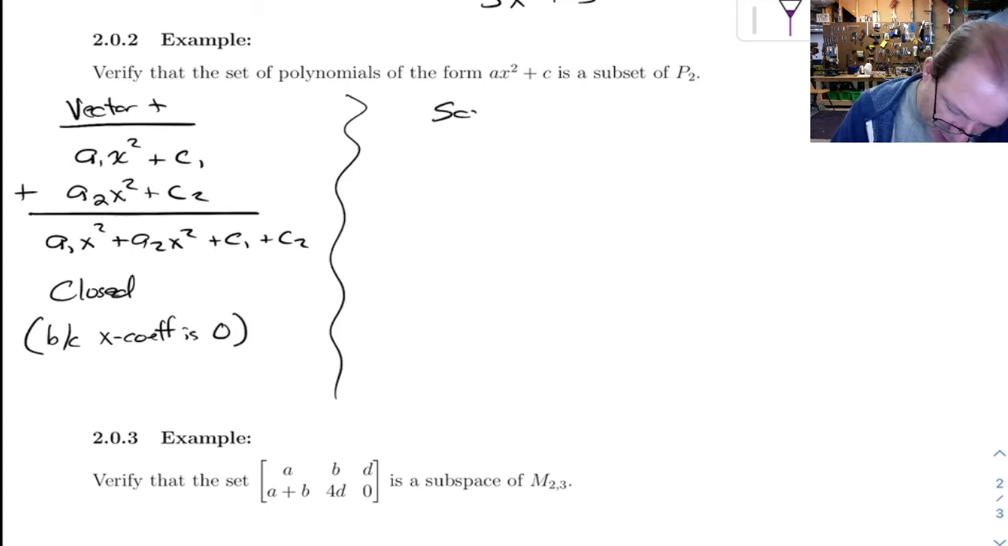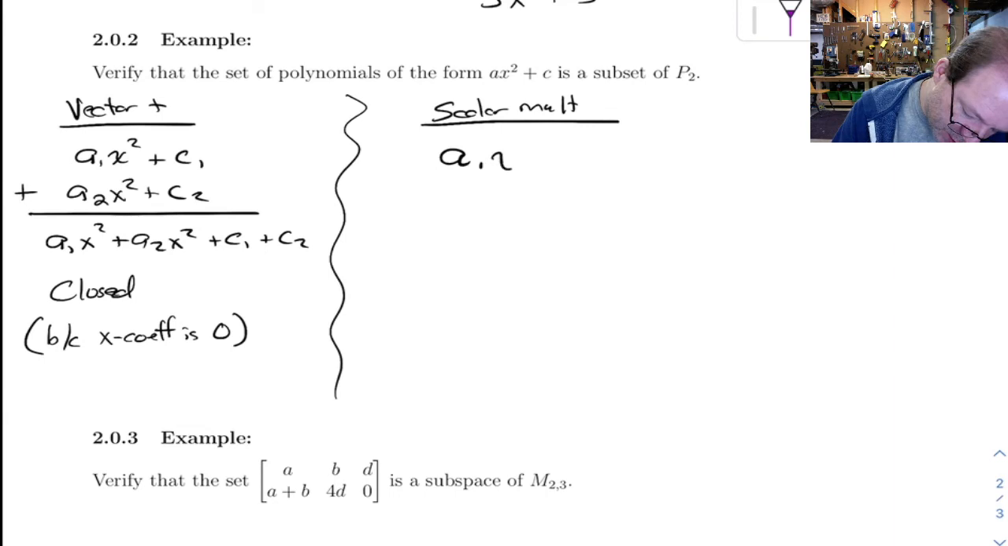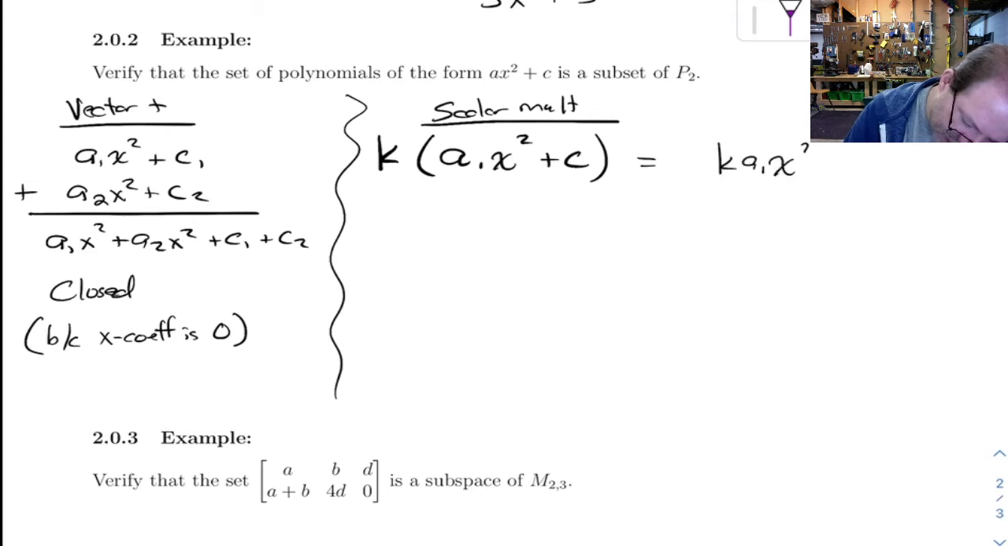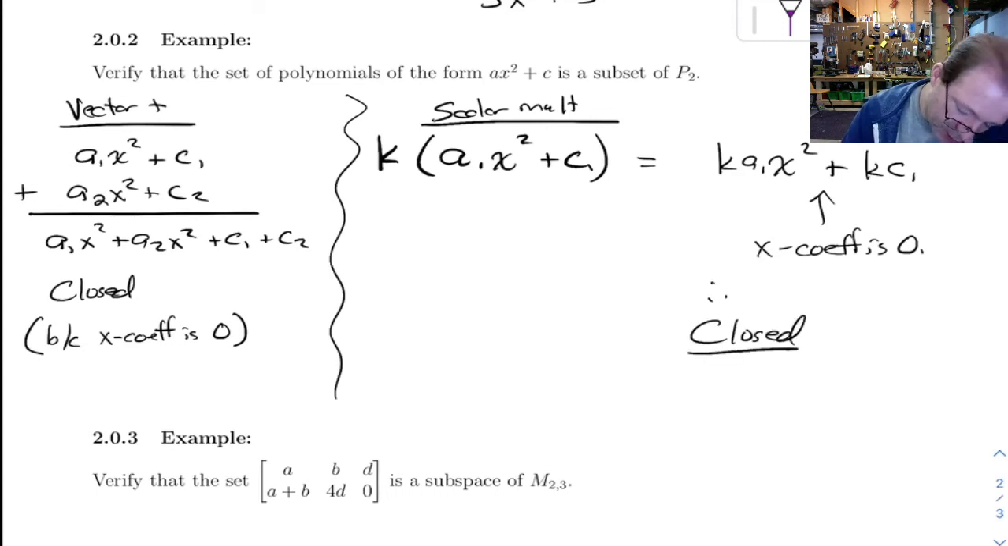Now let's do scalar multiplication. If I take an arbitrary thing of this type, now they've got a c there, so I'm going to use k for my constant. If I distribute that across there, I get ka1 x squared plus kc1. And again, my x coefficient is 0, so therefore it's closed. So it's closed under addition and scalar multiplication, so therefore, yes, it's a vector space.